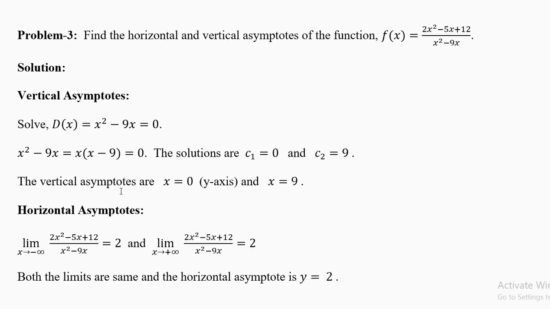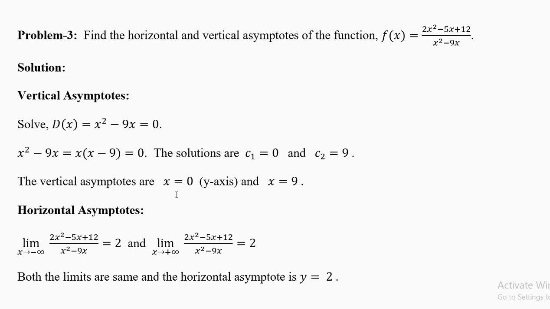Find the horizontal and vertical asymptotes of the function f of x equal to 2x square minus 5x plus 12 divided by x square minus 9x. Now vertical asymptote, put denominator equal to 0, d of x equal to 0, d of x is x square minus 9x. Do not worry about the numerator when you are finding the vertical asymptotes. X square minus 9x equal to x into x minus 9. Take x common equal to 0. The two solutions are 0 and 9. Always write the small solution first and the big solution second. The order will be important in the last two chapters.